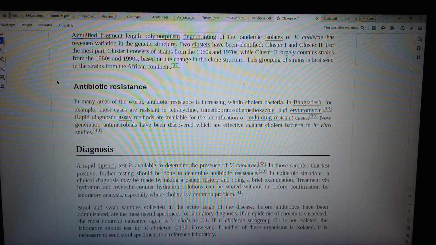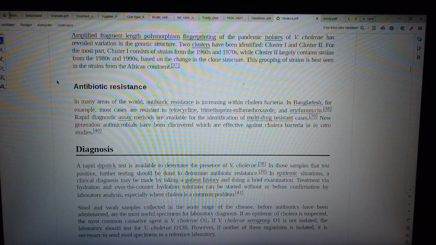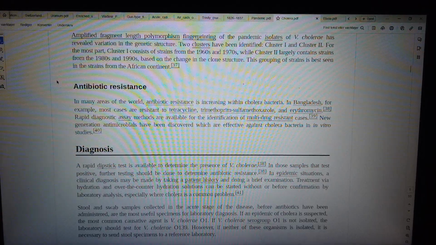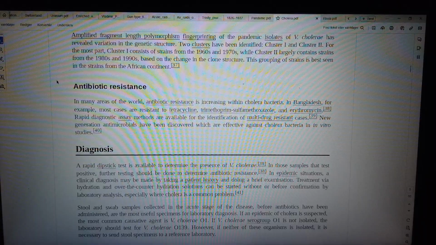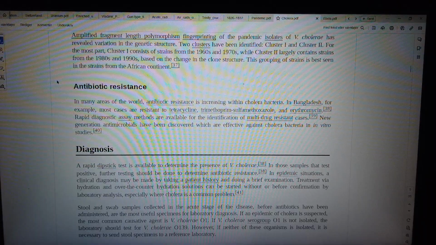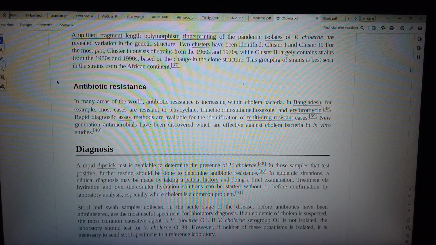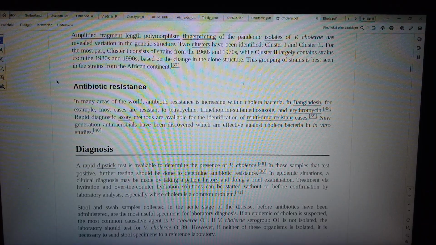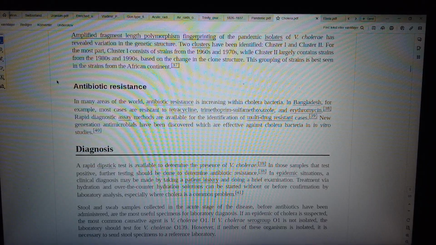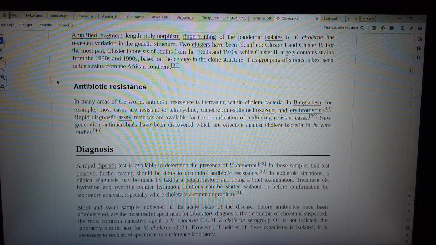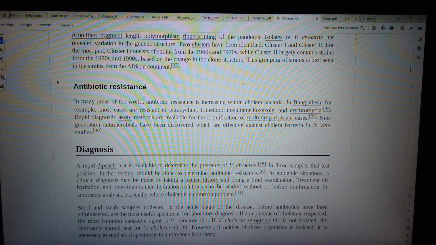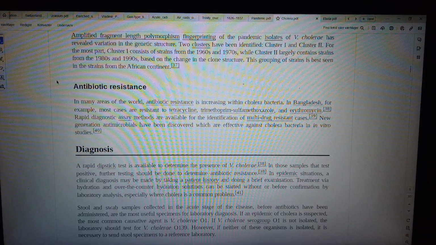37. Antibiotic resistance. In many areas of the world, antibiotic resistance is increasing within cholera bacteria. In Bangladesh, for example, most cases are resistant to tetracycline, trimethoprim-sulfamethoxazole, and erythromycin. 38. Rapid diagnostic assay methods are available for the identification of multidrug resistant cases. 39. New generation antimicrobials have been discovered which are effective against cholera bacteria in vitro studies.